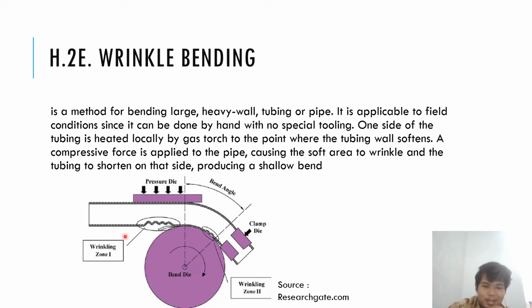So we can say here it's going to be heated on the inner part, and the pressure here is going to hold and the clamp die is going to be pulled. This is the bend die, it keeps moving, and the wrinkle zone is here and here. So if we see from, wait, I'm going to take my pen. If we see here, this is the normal one. If we talk about wrinkle bending, it's going to be like this. It's going to wrinkle, wrinkle, wrinkle, wrinkle, and then continue. It's going to be like that.